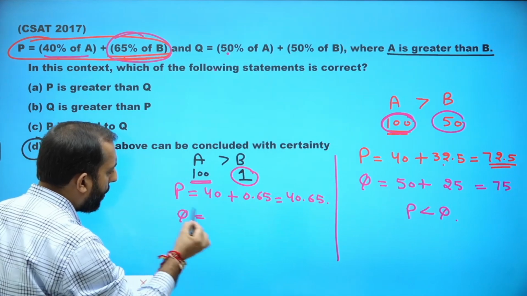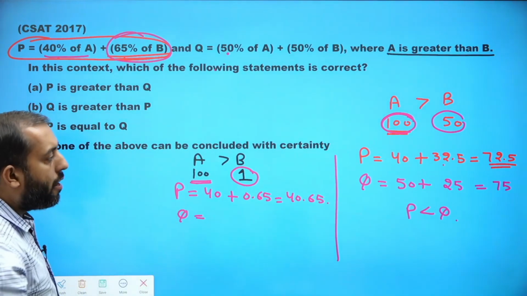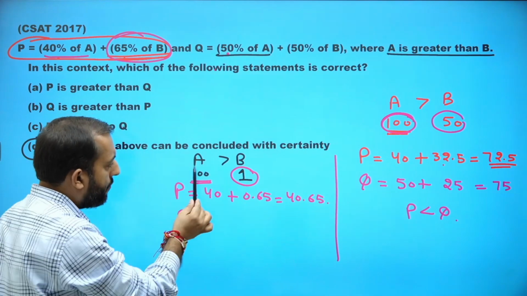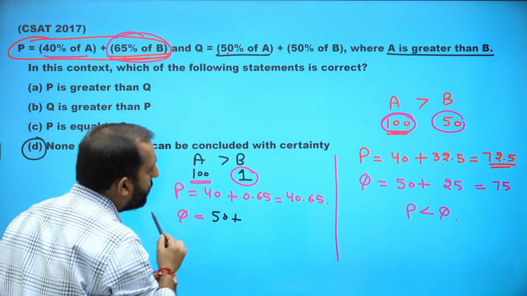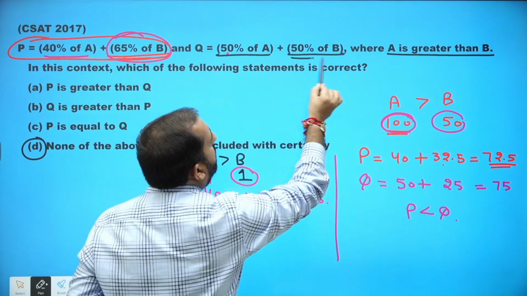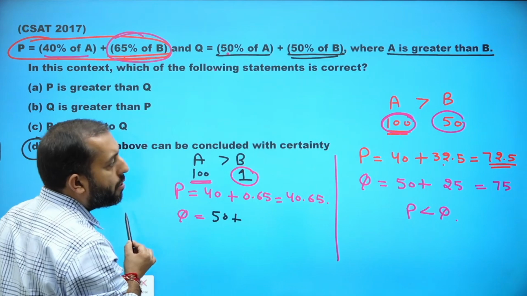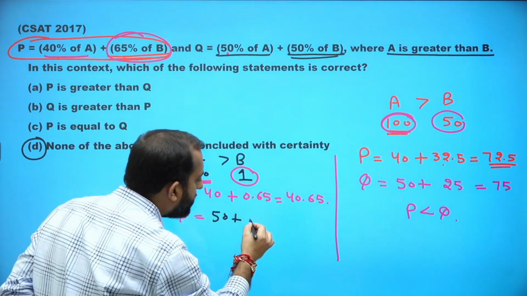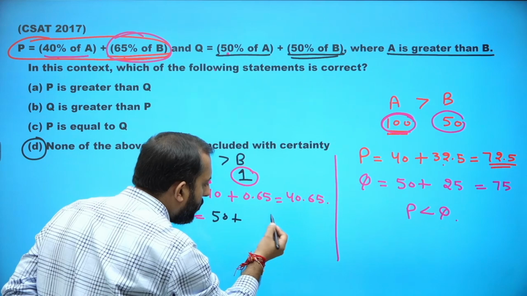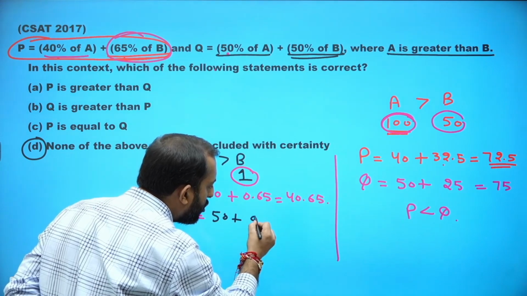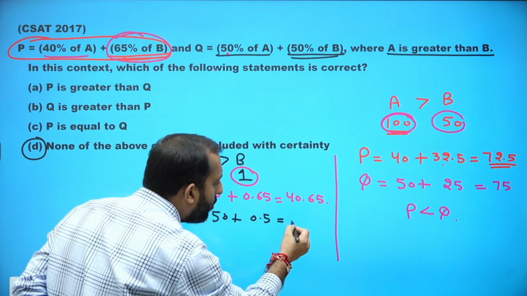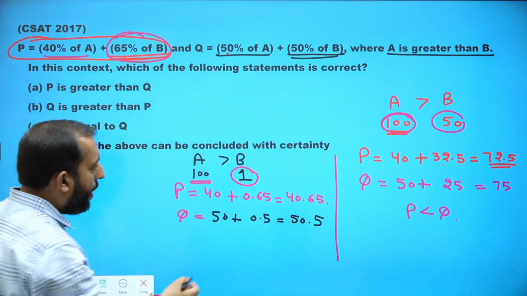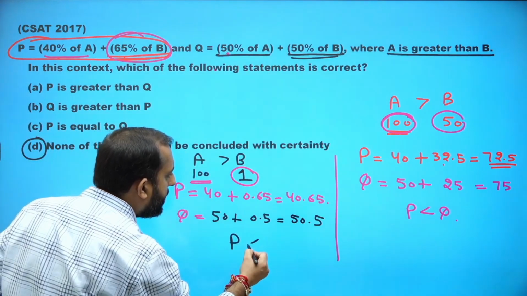Now let's talk about Q. In this case, Q is 50% of A, 50% of 100, that is 50 only, plus 50% of B, which means 50% of 1. 50% of 1 is 50 by 100, and 50 by 100 is 0.5. Over here it comes out to be equal to 50.5, and again you can see P comes out to be less than Q.